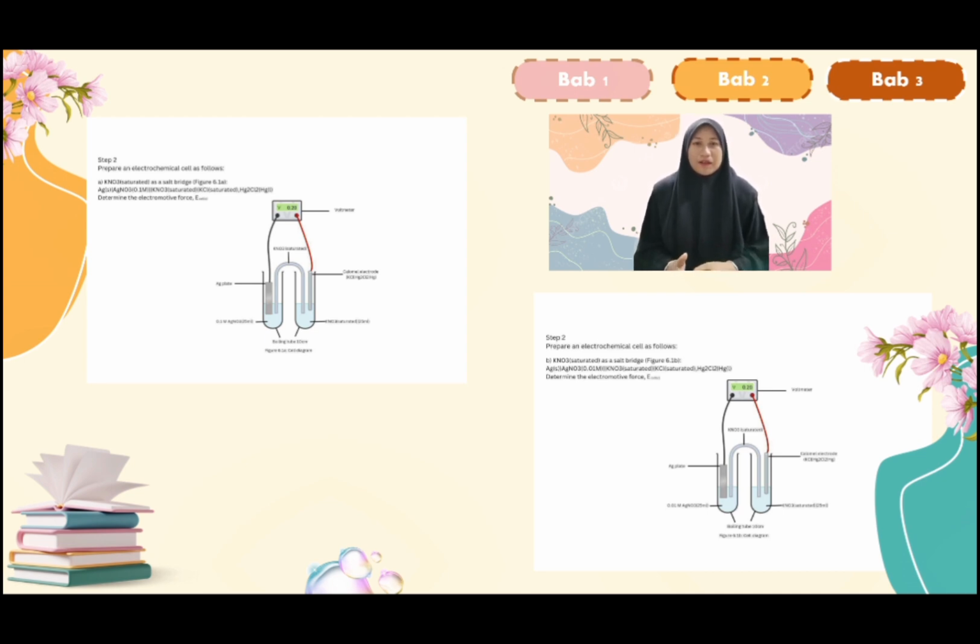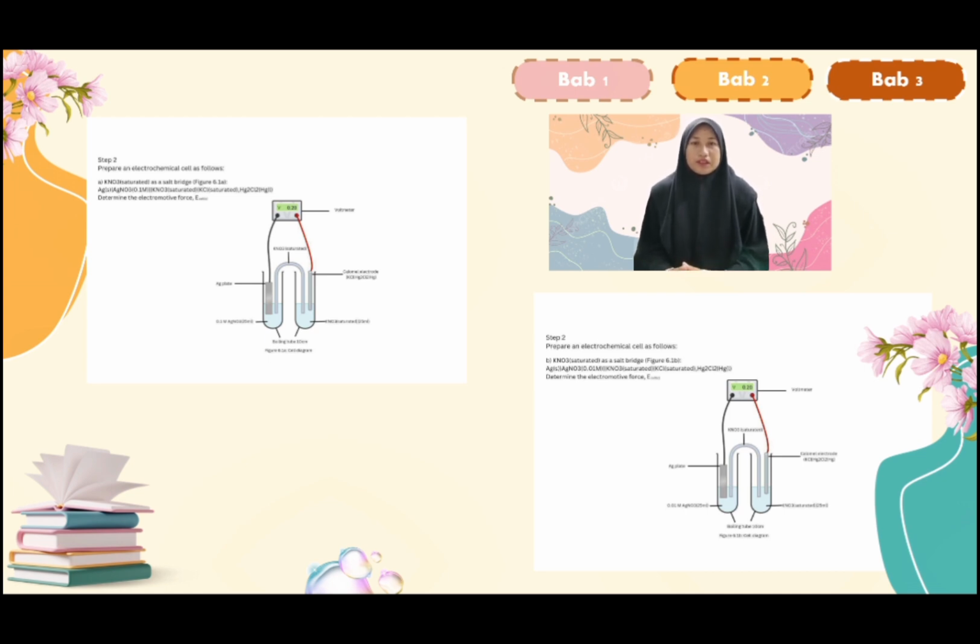Next, add 25 ml of saturated potassium chloride solution to another boiling tube. Place the calomel electrode into the solution. The calomel electrode will serve as the reference electrode. To connect the two half cells, use a U tube filled with saturated potassium nitrate as the salt bridge. Immerse the ends of the salt bridge into the solutions in both half cells. The salt bridge maintains ionic continuity and reduces the liquid junction potential. Connect the silver electrode and calomel electrode to a voltmeter using wires. The voltmeter will measure the electromotive force of the system.